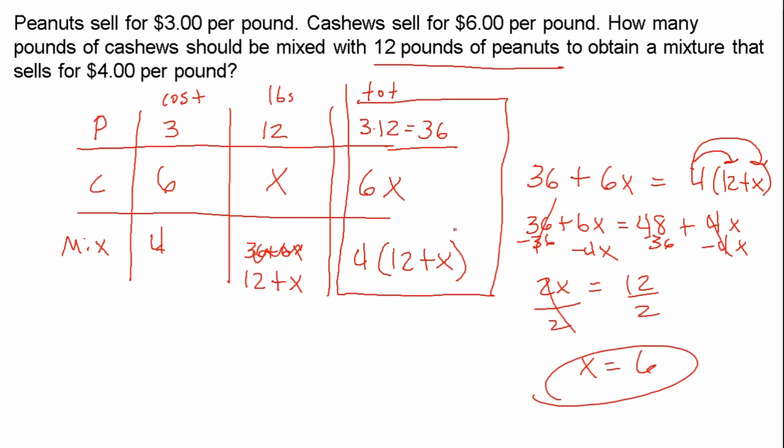So in other words, you have to mix 12 pounds of peanuts with 6 pounds of cashews to get a mixture that sells for $4 per pound. Again, I don't like these problems. They're one of the problems that I have a blind spot for. Unless I set up this chart and work my way through it, I have a very hard time with these problems. But that said, just set up this chart and you should be fine. Chances are you're not going to see a problem type like this, but you may.